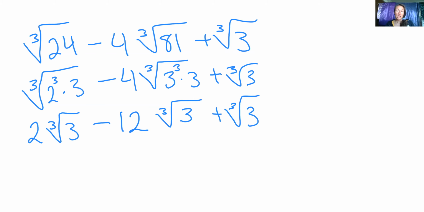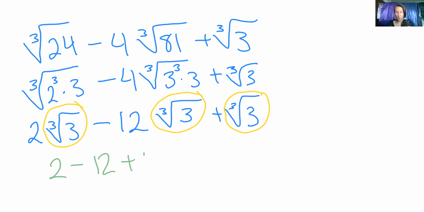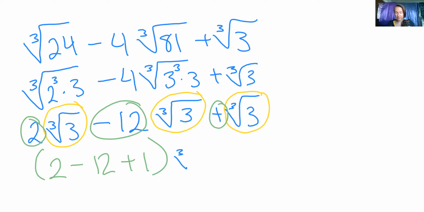Okay. Now we see these are all like terms. We have 2 of these cube roots of 3, we have 12 of these cube roots of 3, and we have 1 of these cube roots of 3. So now what we are really doing is we're saying 2 minus 12 plus 1, because that's what all our coefficients say, of these cube roots of 3, right? So 2 minus 12 plus 1 is going to be -9 cube root 3.